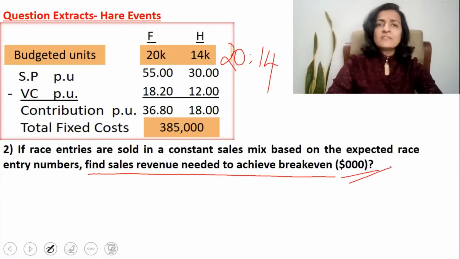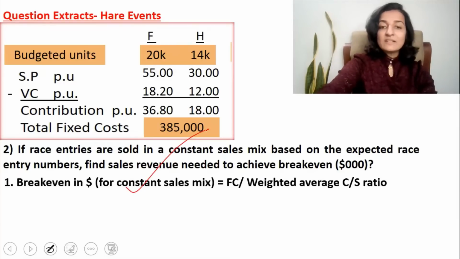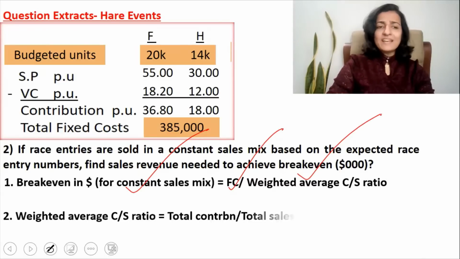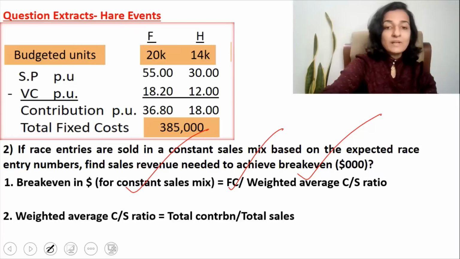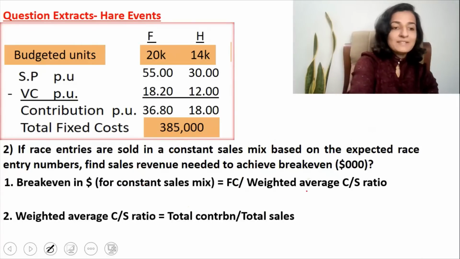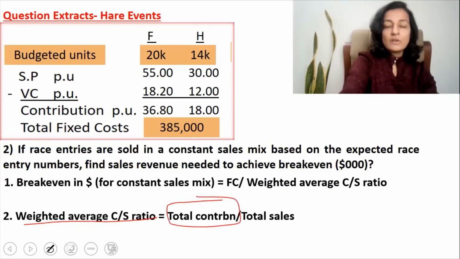So what are the formulas that we need? Break-even point in dollar for the constant sales mix is fixed cost divided by weighted average C/S ratio. And what was the formula for weighted average C/S ratio? It's nothing but total contribution divided by total sales. So we will first arrive at the weighted average C/S ratio. So what is the total contribution?